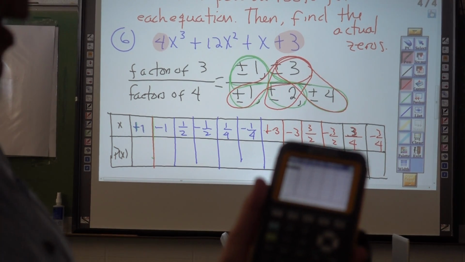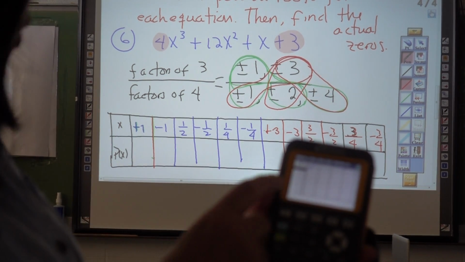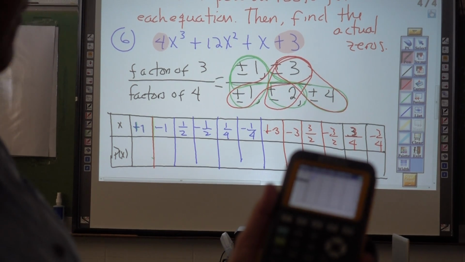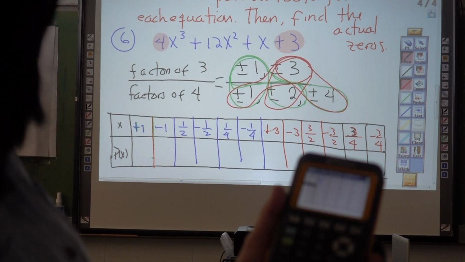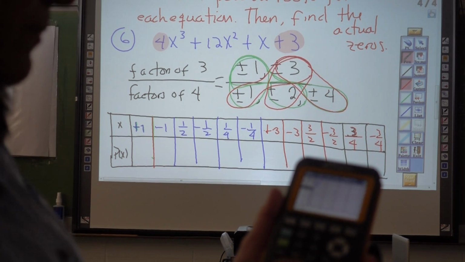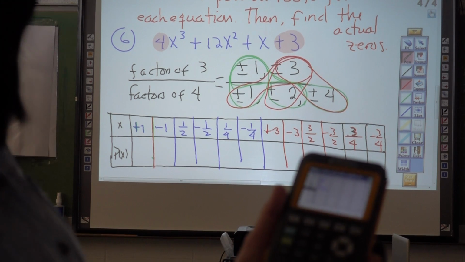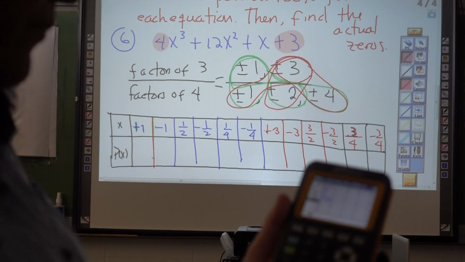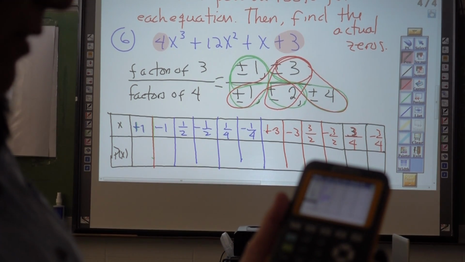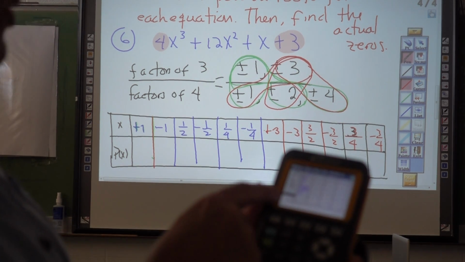To start with 1, enter, and we're going to be highlighting only the one that's giving us zeros. 1 enter, negative 1 enter. We have 1/2, 1 divided by 2, then negative 1/2, no 0 yet, 1/4, enter, negative 1/4, 3, negative 3, bingo, we have a 0. Negative 3 is one of the zeros.